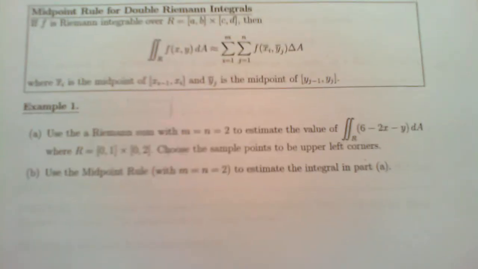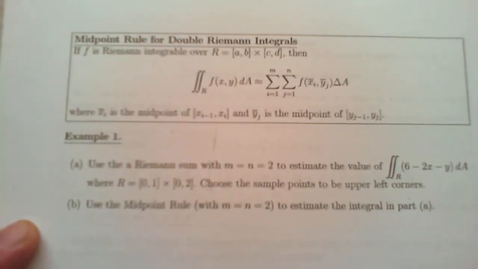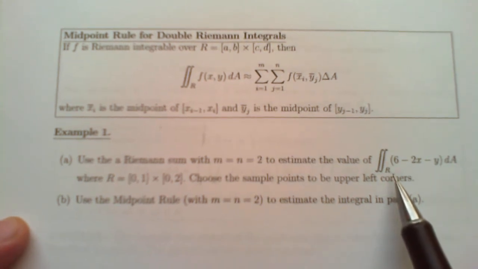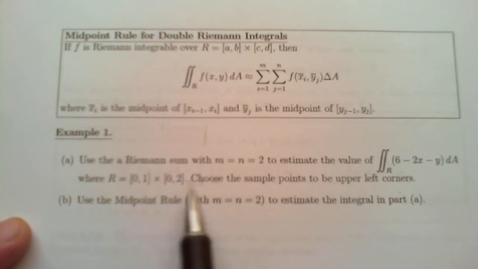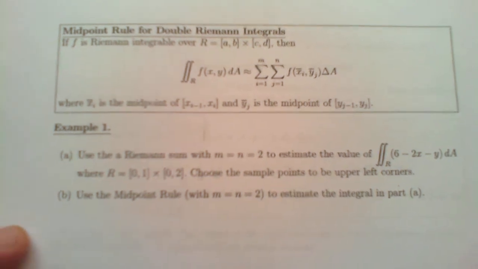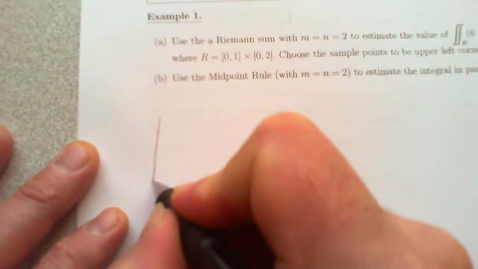All right, so let's look at this example here first. It wants us to do a Riemann sum for this integral here with m and n equal to 2 over this rectangle here. It wants me to use the upper left corner as sample points. Let me draw a picture of what this is talking about first so I can at least get the points correct that I'm about to use.